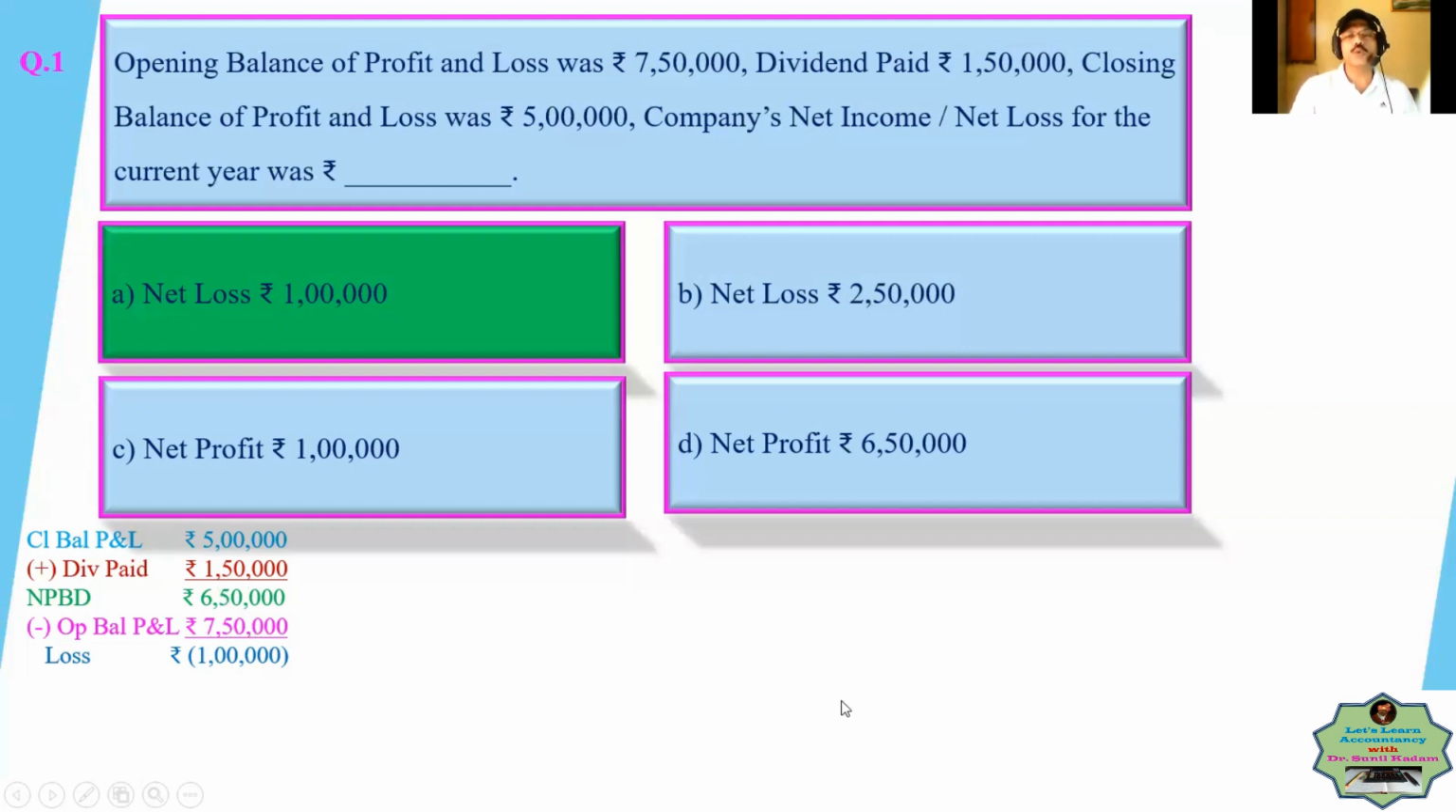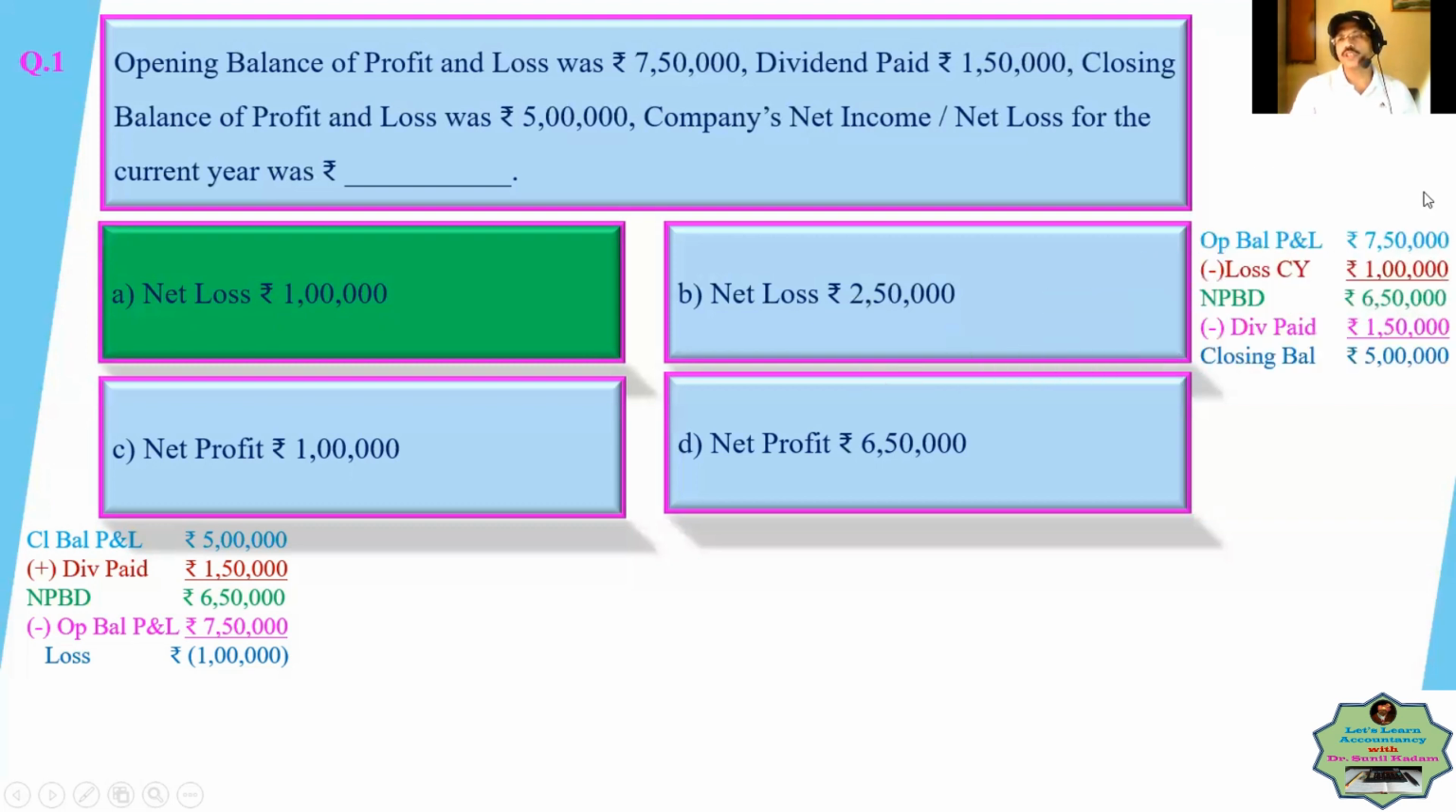Let's counter check whether what we said is wrong or right. See here, the opening balance of profit and loss account given is 7,50,000. We take it as it is, and we have to add the current year's profit or loss. But what we calculated is a loss, so it would be deducted from it. So 7,50,000 minus the current year's loss is deducted.